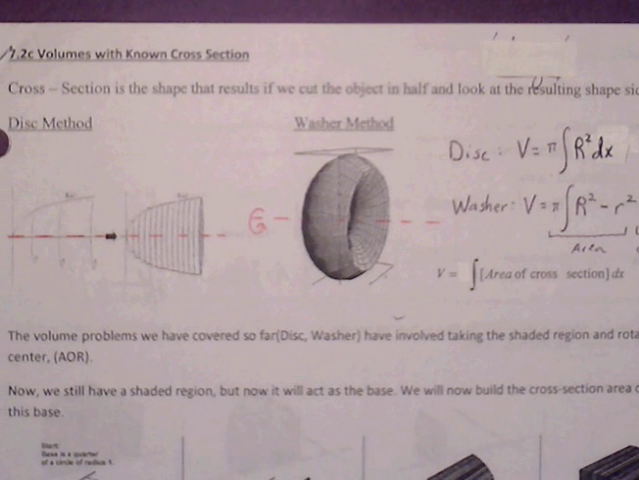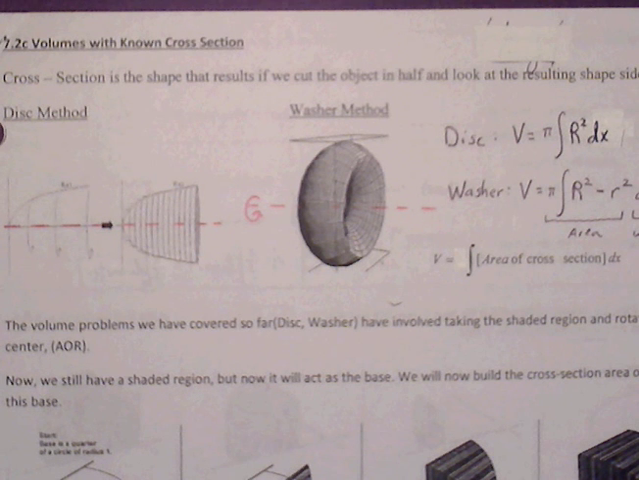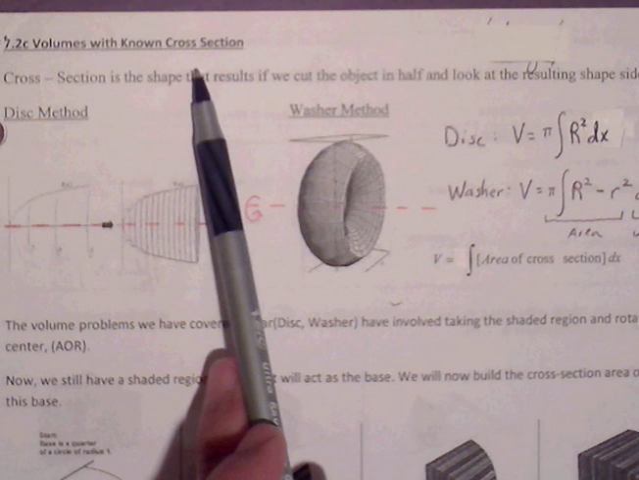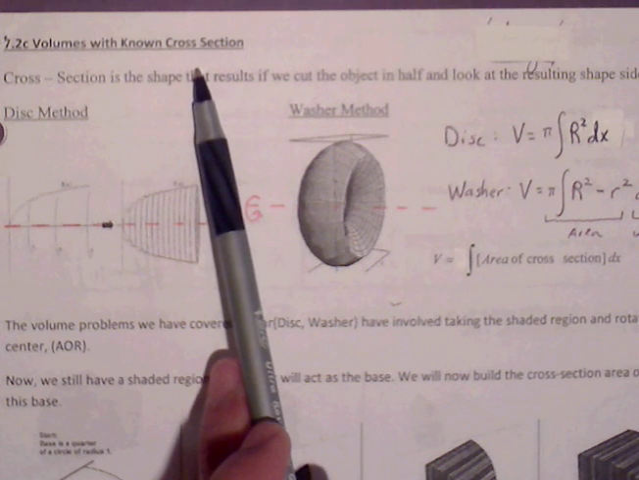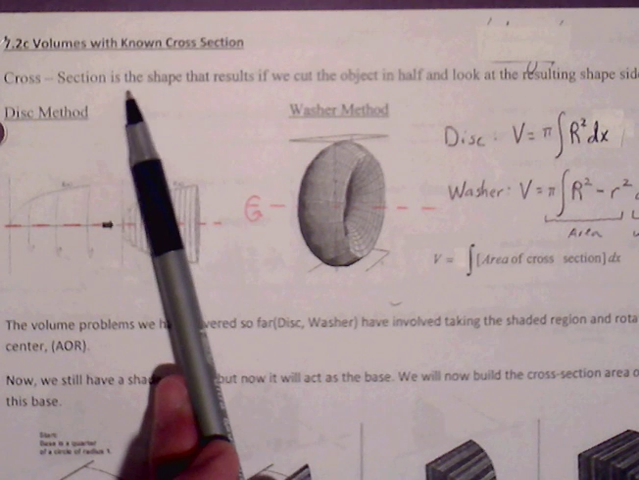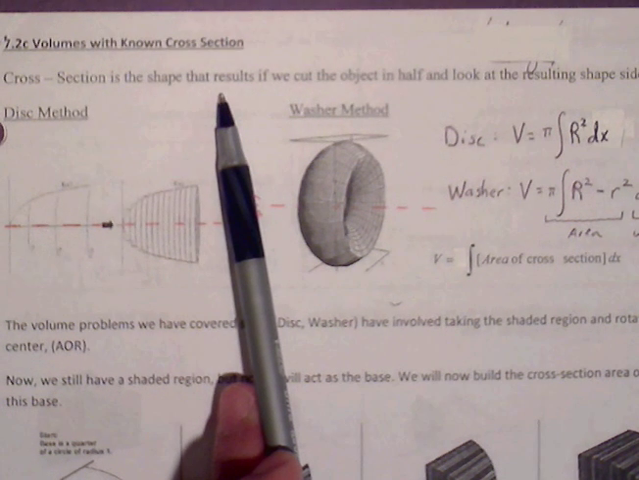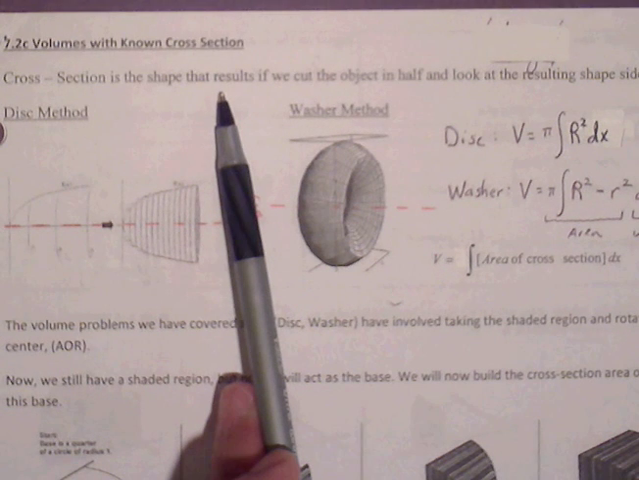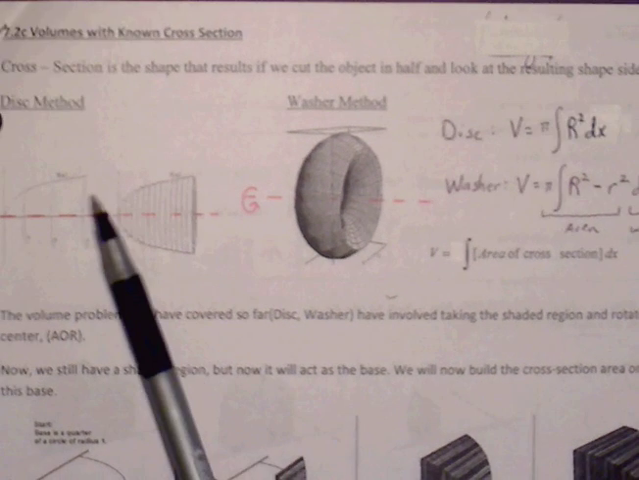Okay, these are notes for section 7.2c. So this is going over volumes, finding volume with known cross sections. So cross section is the shape that results if we were to cut the object in half and look at the resulting shape sideways.